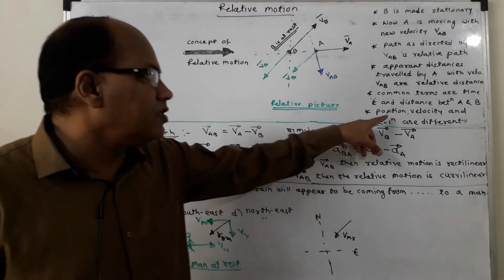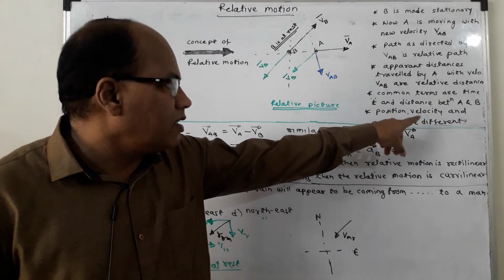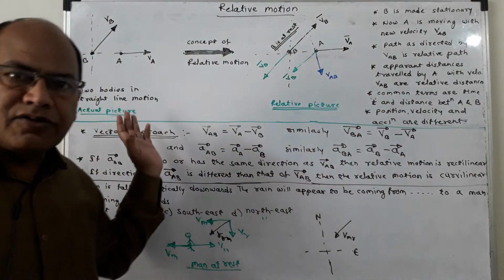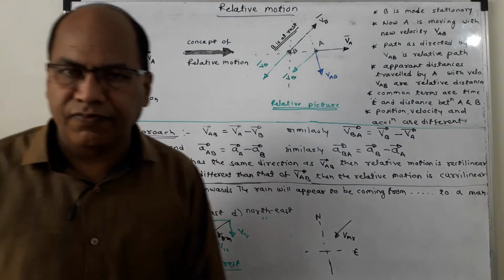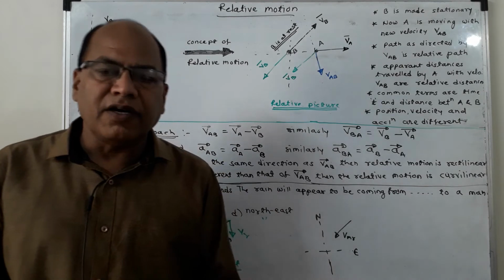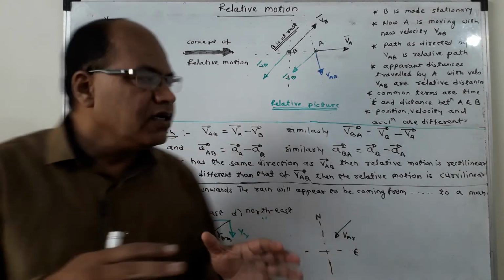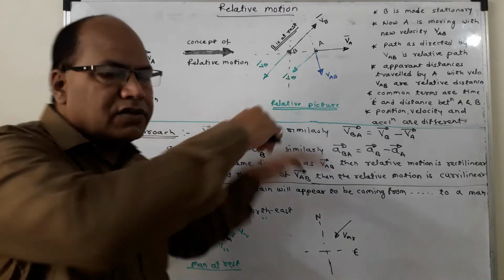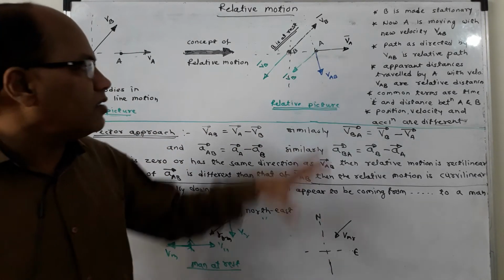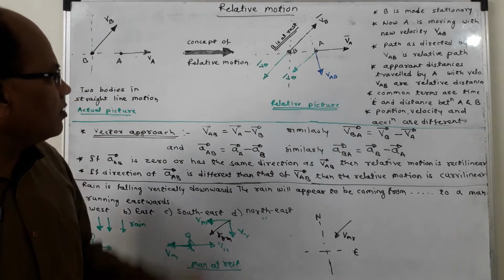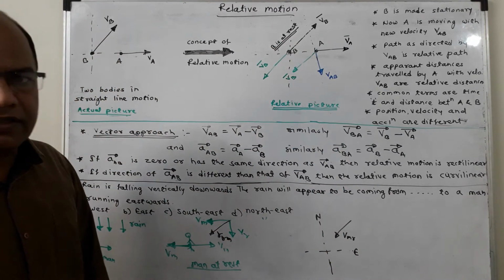Whereas position, velocity and acceleration all are going to be different in the actual picture and the relative picture. So what we do when we apply the concept of relative motion is that we transform the two moving bodies into a single moving body, whereas the other body is brought to rest. So this is the actual concept, which is the relative motion concept.